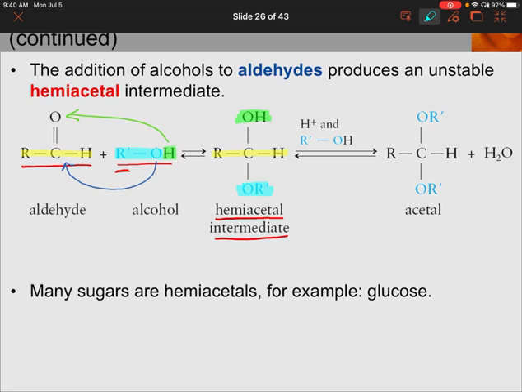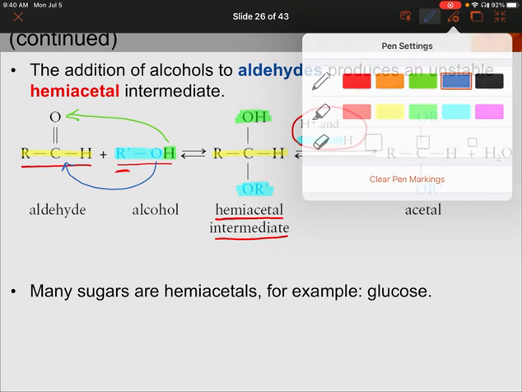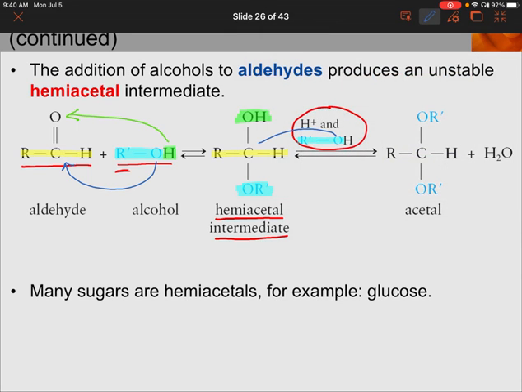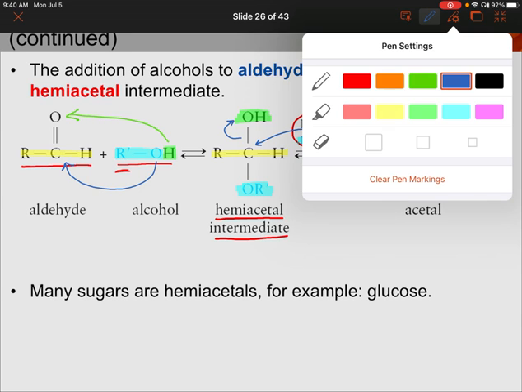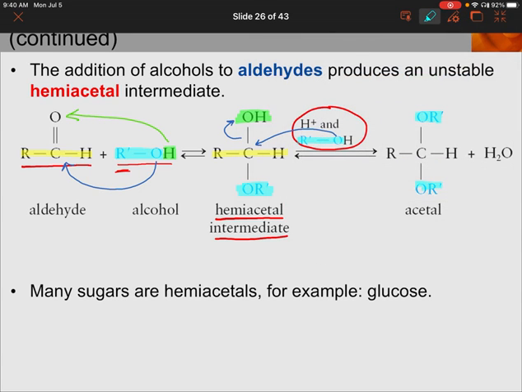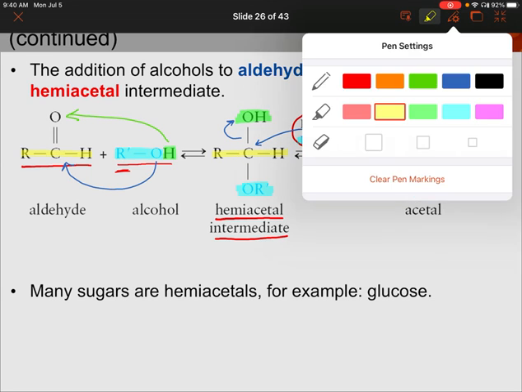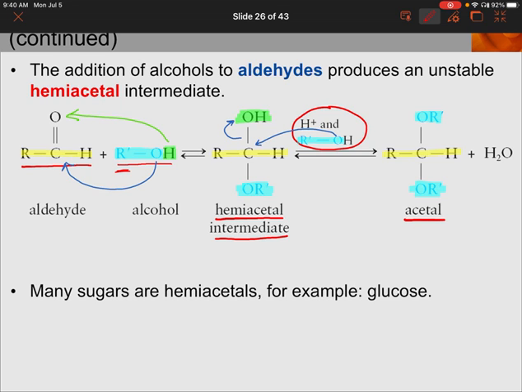So if we add some acid and some more of that alcohol that we started with, that OR group is actually going to replace the OH group. So the OH group is just going to kind of fly out of there, and the OR group from our second alcohol is going to come in and attach to the carbon. So now we have two OR groups bonded to that central carbon, and this is called the acetal molecule.